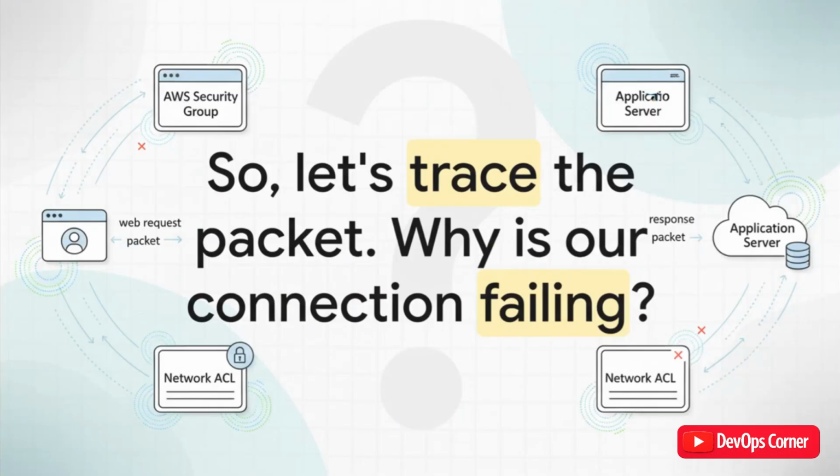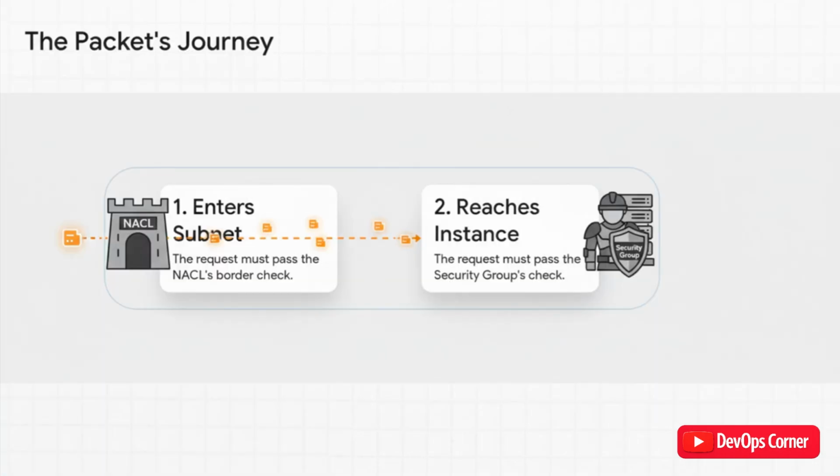Okay, so we've got our 2 layers of security set up. Now, let's play detective. Let's get back to our original mystery and trace a single packet from the user all the way in and then all the way back out. We're going to find out exactly where it's disappearing. So here's the inbound journey. 2 stops. First, the packet has to get through that tough border checkpoint, the NACL. If it makes it past, it then has to get past the instance's personal bodyguard, the security group.